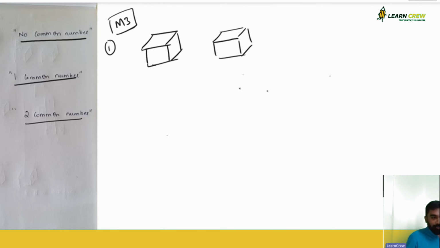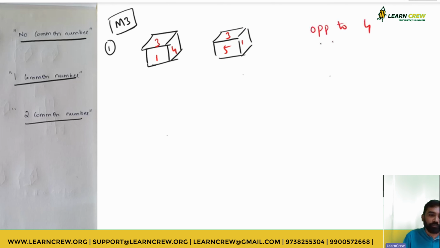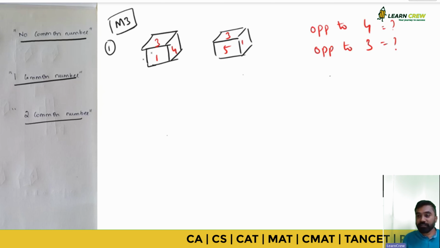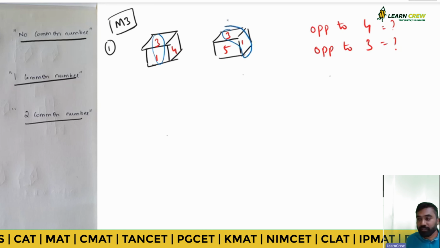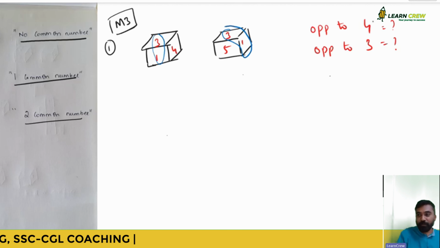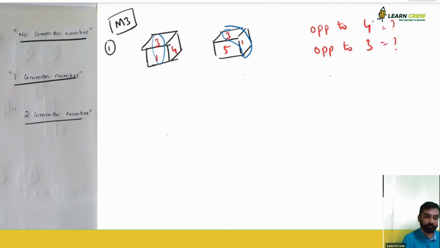Now we will go to model 3. Model 3, where I'm having a scenario like this: 3, 1, 4, 3, 1, 5. Okay. So the question I'm asking is, what is opposite to 4? What is opposite to 3? Now, this is model number 3 where you're having two faces common. So which are the common faces here? 1 and 3. 1 and 3. Okay. How will you solve it? They're asking you to find what is opposite to 4. 5. And what is opposite to 3? It can be either 2 or 6.